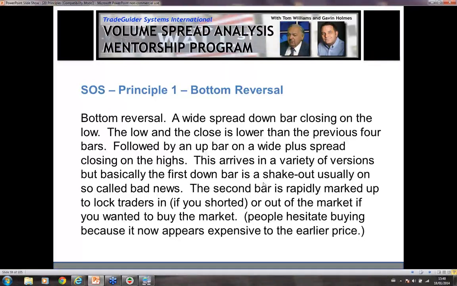Now, this can arrive in a variety of versions, but basically, the first down bar is a shakeout bar, and there'll usually be some bad news accompanying it, especially if it's in a stock or in a commodity. They'll have some sort of negative news to shake the market out. The second bar is rapidly marked back up to lock traders in. So if you went short on the down bar, you're now stuffed, or out of the market, because if you wanted to buy it, you now think, oh, well, it's gone up again. It's a bit too expensive. So you want to wait. And these 2 bar reversals are often tested immediately.